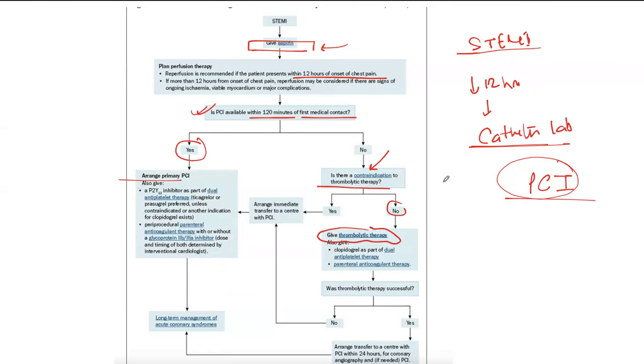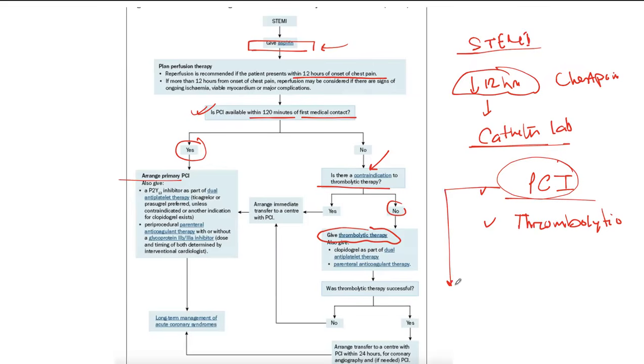So this is what we call reperfusion treatment. We either choose PCI or we choose thrombolytic treatment, and it is indicated if the patient comes within 12 hours of chest pain. PCI is only indicated if you can do the PCI within 120 minutes of first medical contact. So do not confuse these 12 hours with this 120 minutes. Does it make sense to everybody?